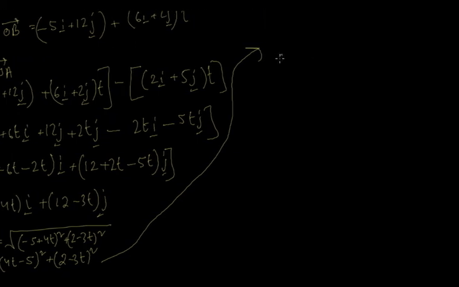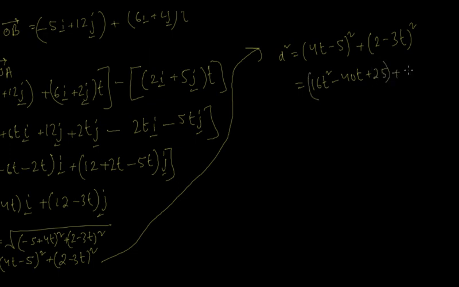So d squared equals 4t minus 5 whole squared plus 2 minus 3t whole squared. A minus b whole squared is going to be a squared, which is 16t squared, minus 2ab. So 2 times 4 is 8, 8 times 5 is 40, so 40t, plus b squared, 5 squared is 25. Now let me break this: 2 squared is going to be 4, minus 2ab is going to be 4 times 3 is 12t, plus b squared is going to be 9t squared.